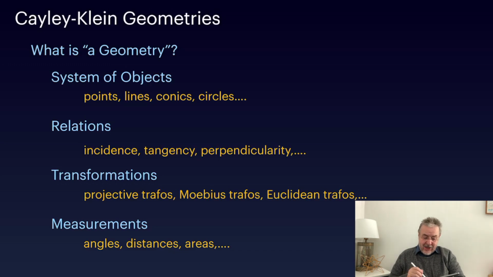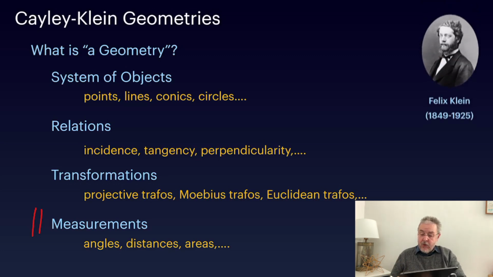So essentially all these things that I've listed here, the objects, the relations between these objects, the transformations that leave certain aspects invariant, and the measurements are things that make up geometry. And so far we dealt a lot with the first 3 points and only very, very little with the last point here, measurements, which will change in a few minutes.